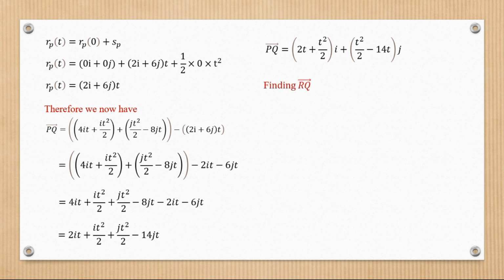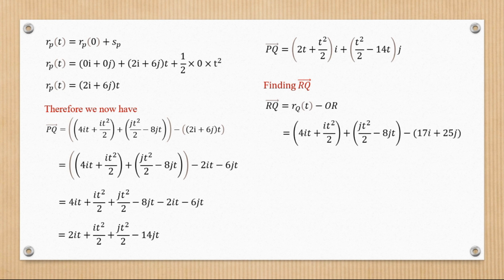So now next we're going to find RQ. For RQ we shall have it as RQt minus OR, which is the same as this. So now the position vector at the point R is given as 17i plus 25j, and then at RQt we know that we had found it initially as 4it plus it squared over 2 plus jt squared over 2 minus 8jt. So working this out, this is what we end up having.